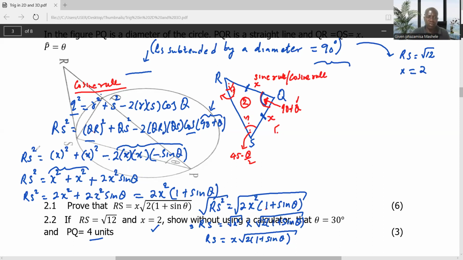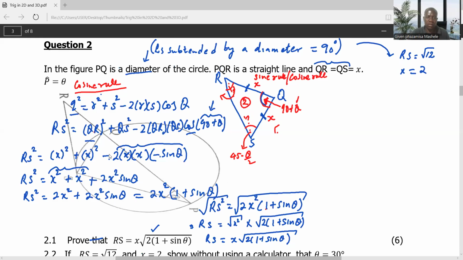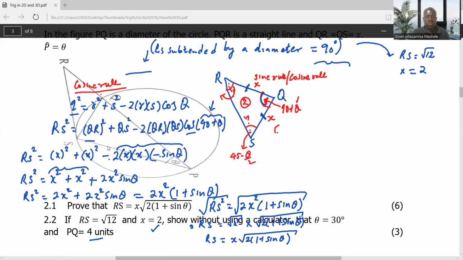What is this PQ? We want to show that theta is 30 degrees and PQ is 4, when X is 2. Okay, fine. First, let's do this. Because we are given all the information here, let's just go through what we have proved. RS equals X root of 2 into 1 plus sine theta. Let's substitute where RS, we know it's root 12.